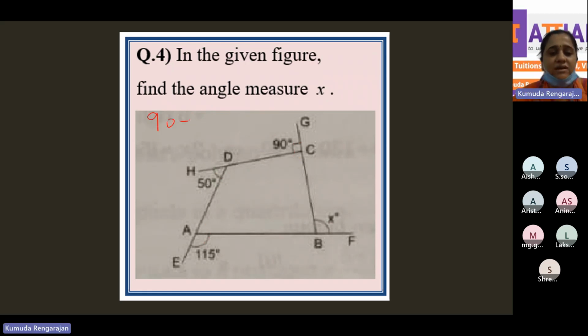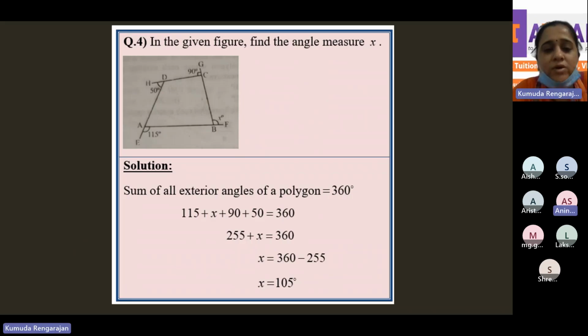90 is an exterior angle, 50 is an exterior angle, 115 is an exterior angle, x is an exterior angle. The total will be 360. So you should work this and find the value of x. I got the answer, 105. Correct. Very good. Okay, nice.